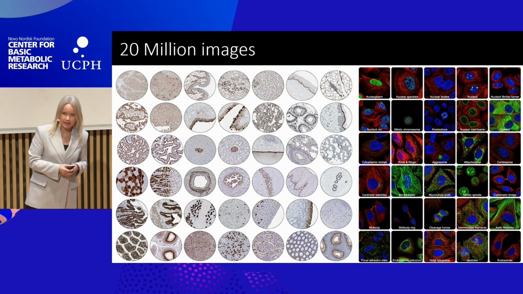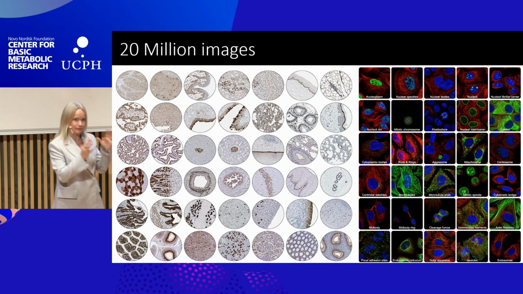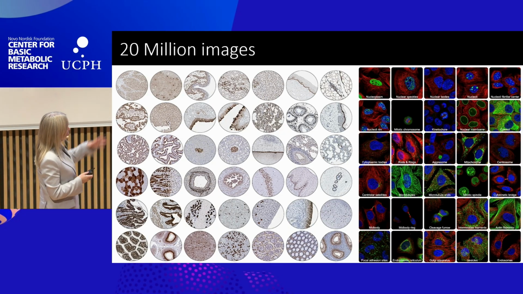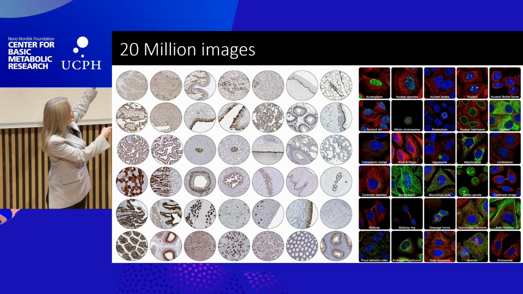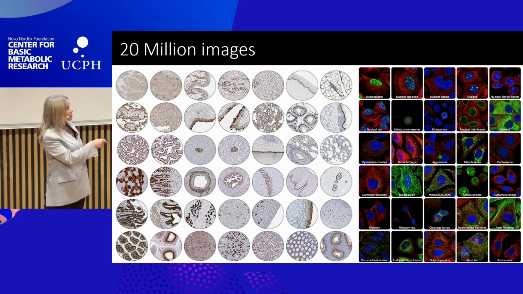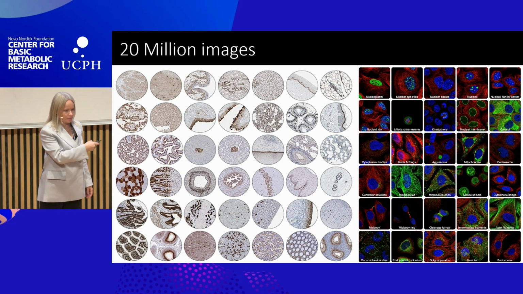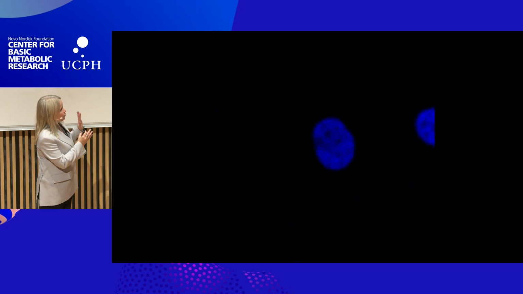The key data type that we have in the atlas is images. It's actually one of the largest systematically acquired image collections in the world. So we have immunohistochemical images that show protein expression in different cell types across the human body. And then we have the confocal microscope images that show the subcellular distribution of proteins. So this is what my lab has been creating over the years. And I will just show one image, and keep this in mind for later in the talk.